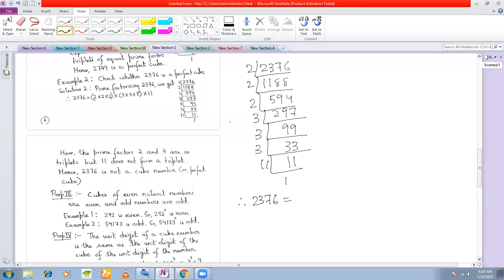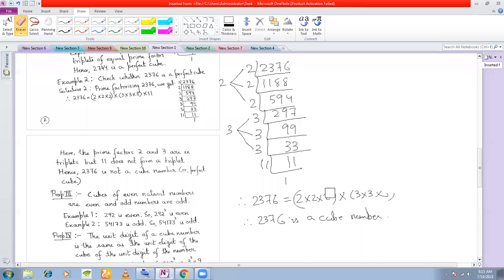2376 has been written as, what are the triplets? Let us identify. This is one triplet, this is another triplet. So you have 2 into 2 into 2 and 3 into 3 into 3. Therefore, what can we say? It is a cube number. That's it. This is how we check.